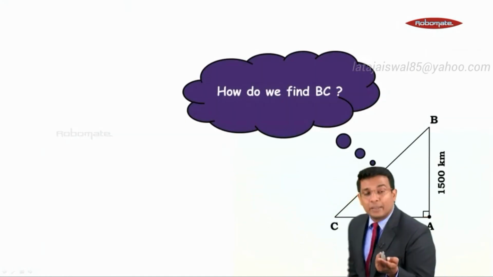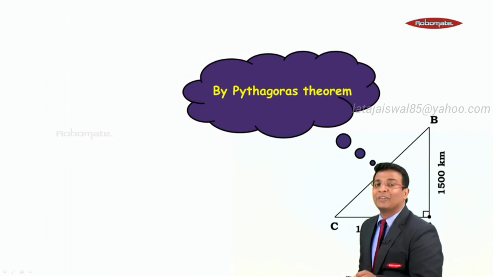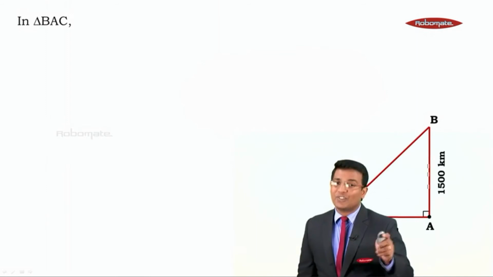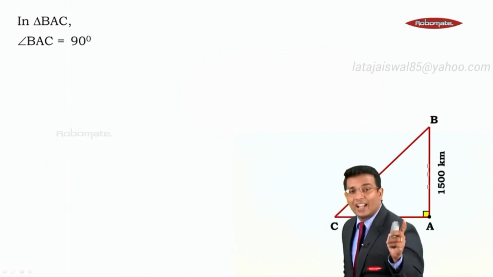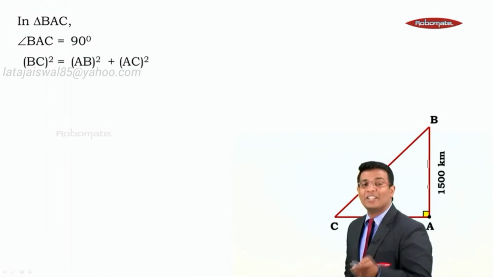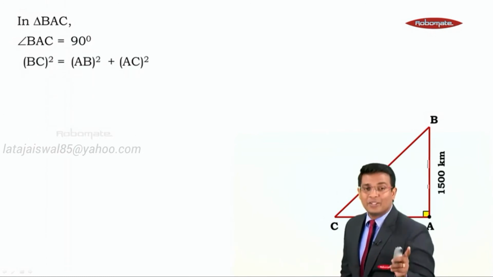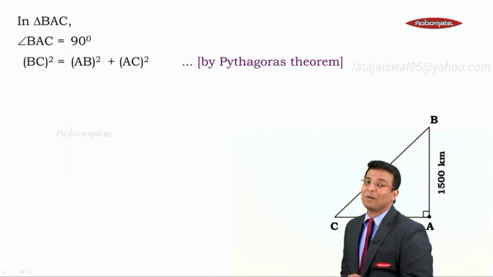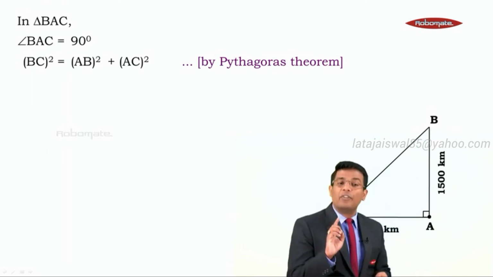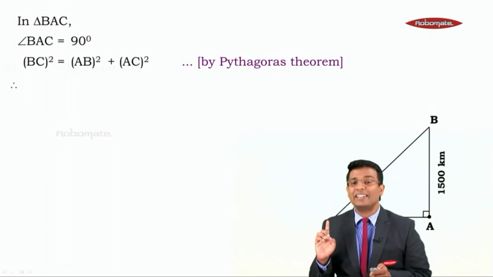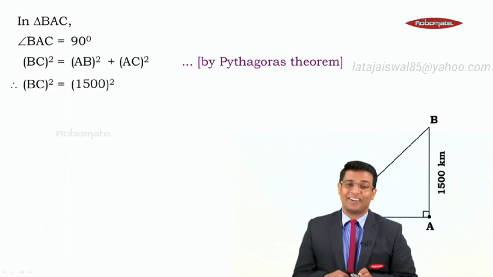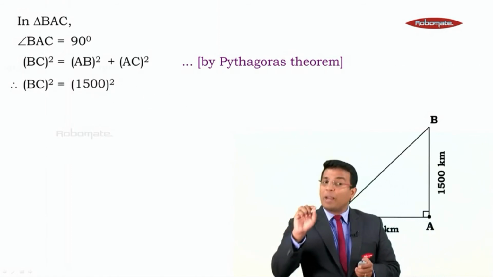So how do we find BC? We find it by Pythagoras theorem. We write in triangle BAC, we know that angle BAC is equal to 90 degrees. So BC square is equal to AB square plus AC square, by Pythagoras theorem. Now we have to just substitute the values. Do we know the value of BC? No, we keep it as it is. Do we know the value of AB? Yes. How much is that? 1500, right? Now that square plus AC square.